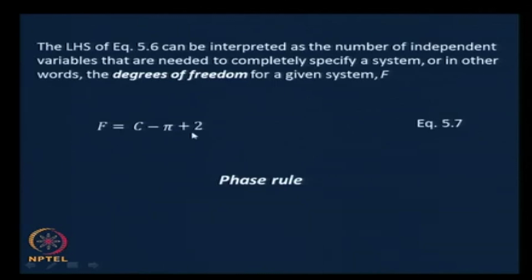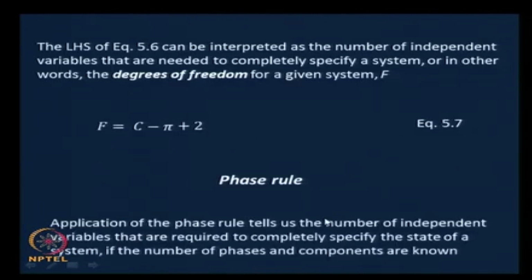This is called the phase rule. The number of separate variables that need to be specified to completely describe or completely specify any given system is called the number of degrees of freedom of that particular system. And typically the variables that we choose are pressure, temperature and specific volume, in that order of importance, or temperature, pressure, specific volume.